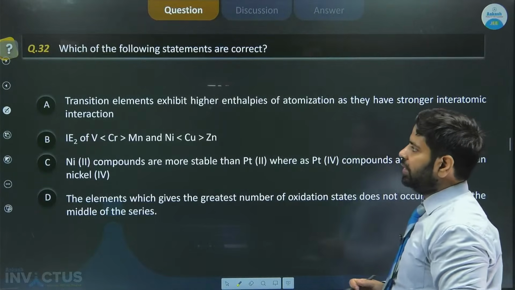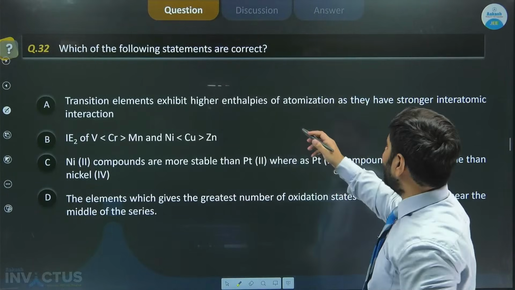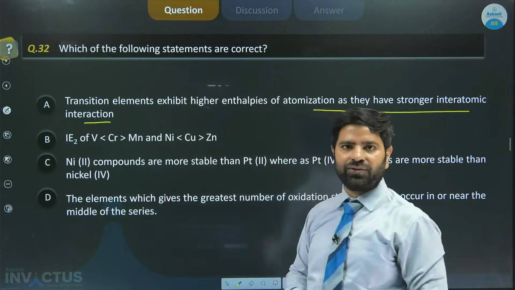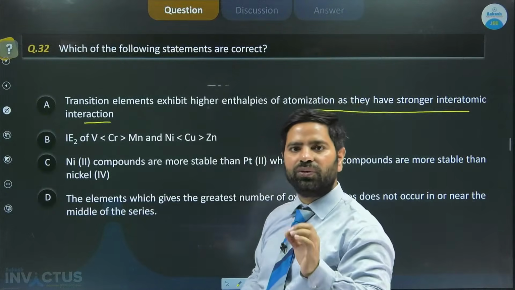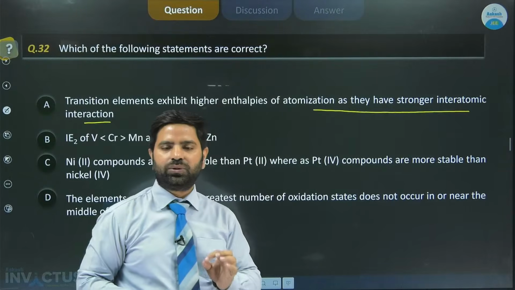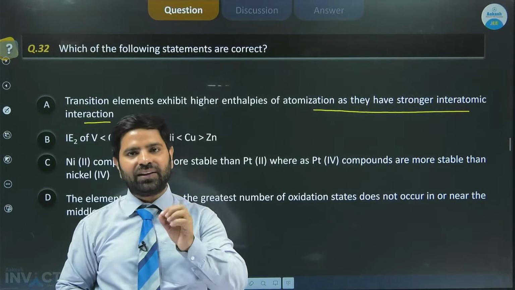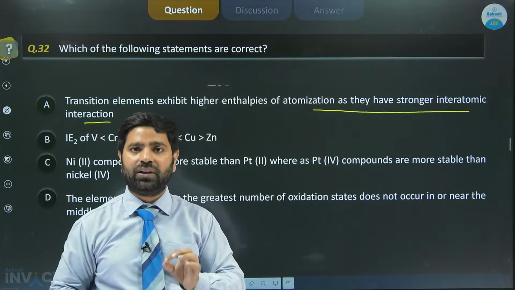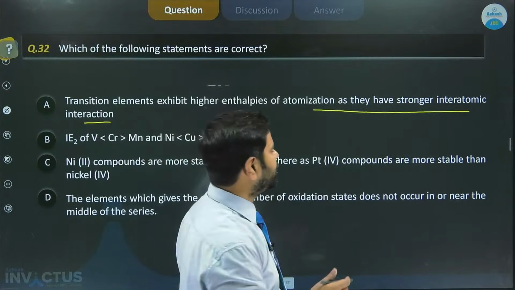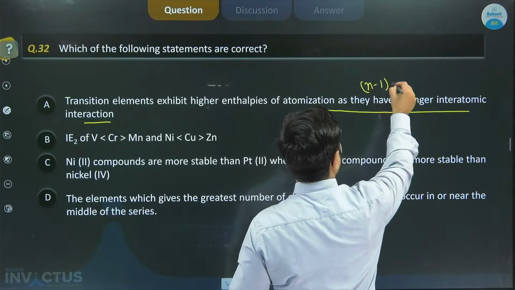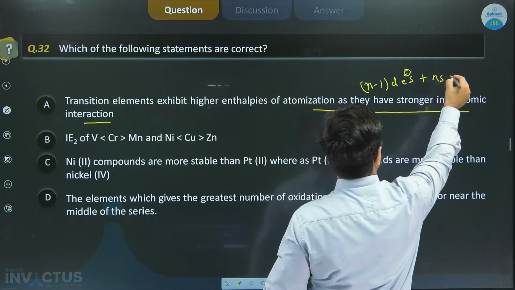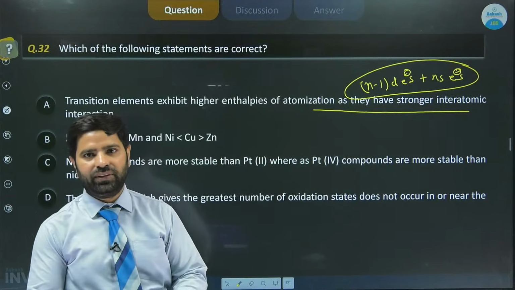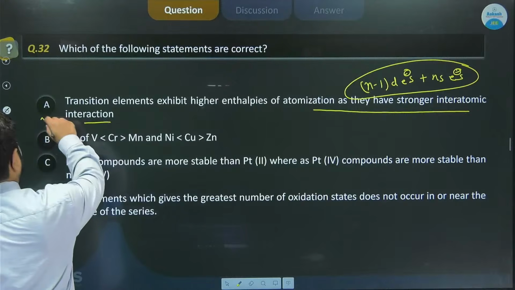Theoretical question again. Transition elements exhibit higher enthalpy of atomization as they have stronger interatomic interaction. So enthalpy of atomization basically depends on the interatomic interactions. So we know that transition elements have higher enthalpy of atomization because they have stronger interatomic interaction. Why do they have stronger interatomic interactions? Because there is the involvement of (n-1)d electrons plus ns electrons. d and s electrons are involved. We can say they have higher enthalpy of atomization. So option A is correct.